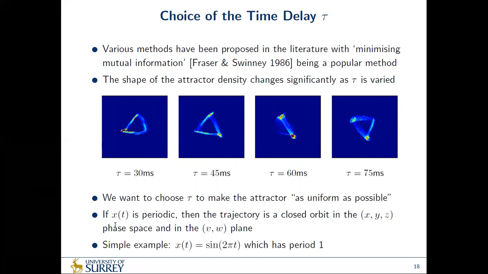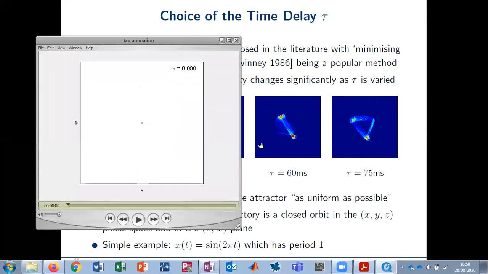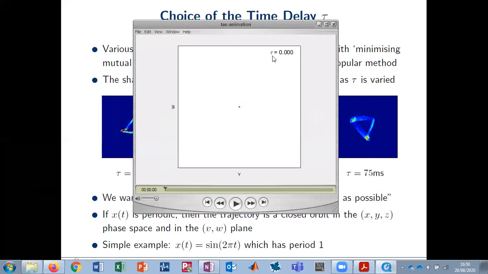Well, if we take a periodic signal, then the trajectory in the phase space is a closed orbit. And that's both in three-dimensional xyz space and on the vw plane. As a simple example, let's just take a sine wave where we've got period 1. So what we're going to do is plot out the trajectory associated with the sine wave for varying values of tau, the time delay. And what we get is this.